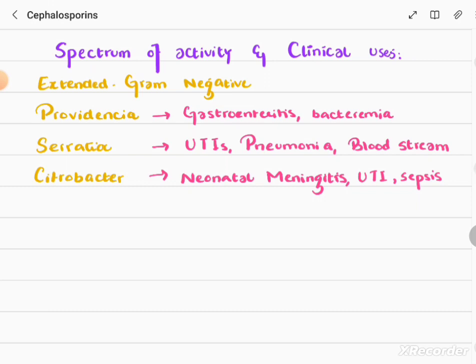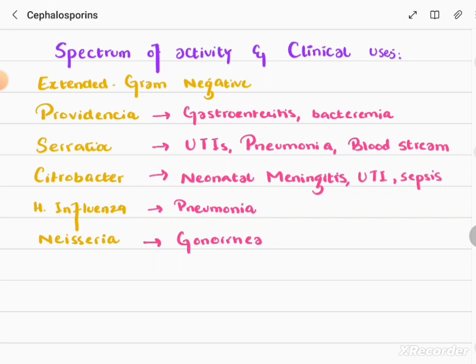Now they also have activity against Haemophilus influenzae, and Haemophilus influenzae is very notorious for causing pneumonias. And we use third generation cephalosporins for the treatment of pneumonia that is caused by Haemophilus influenzae. And they also have activity against Neisseria, which causes gonorrhea, and we use cephalosporins for the treatment of gonorrhea as well.